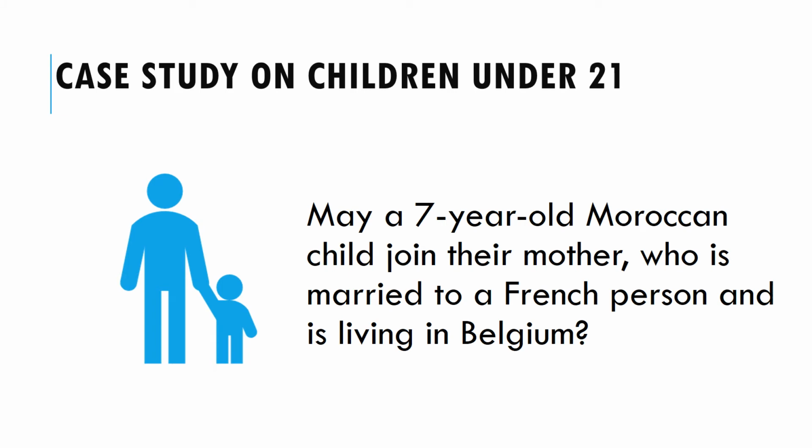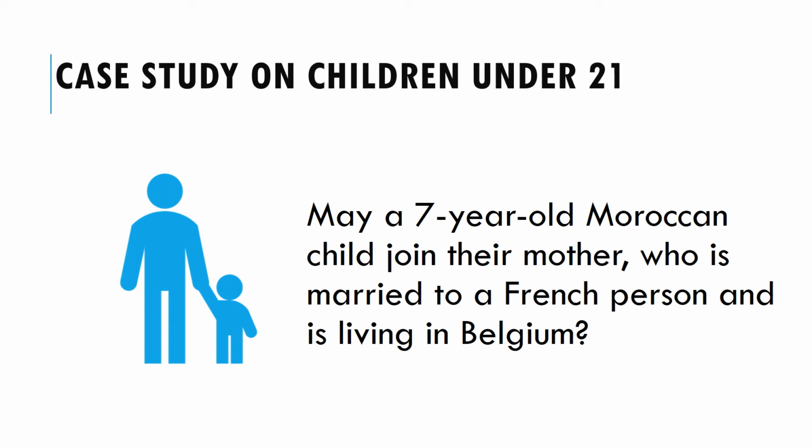Let's start with a case study on children under 21. May a 7-year-old Moroccan child join their mother, who is married to a French person and is living with her spouse in Belgium? Let's take the case of Aziz. Aziz is 7, is Moroccan and resides in Morocco. He is the son of a Moroccan woman who is married to a French person and is living with this person in Belgium. The first thing to check is whether free movement applies.